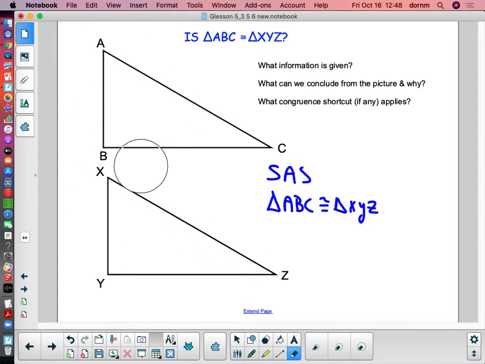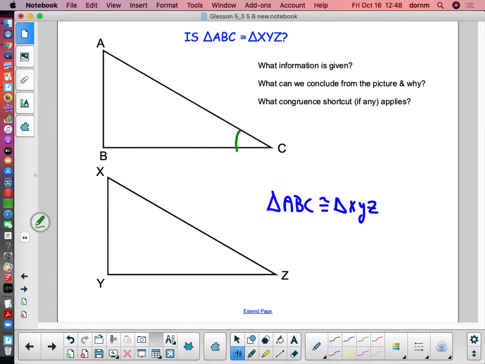Same situation. I'm going to give you that angle C and angle Z are congruent, angle B is congruent to angle Y, and XY is congruent to AB. Which shortcut do we have here? Well, we can break it down a little bit. I have 2 angles and a side. Since I know 2 angles and a side, it can't be side, side, side. It can't be side, angle, side. It can't be hypotenuse leg because I don't have a right angle. So this is either angle, side, angle, or angle, angle, side.